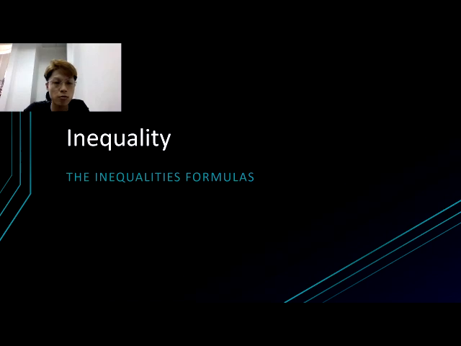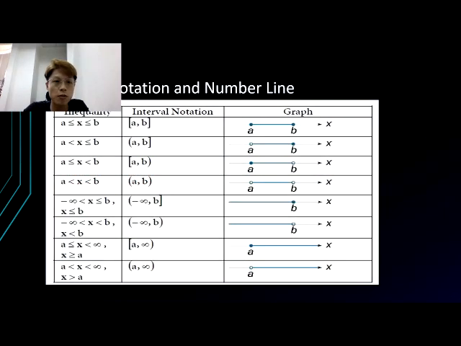The first question is related to inequality. So here's the formula table showing how we write the interval notation and number line. Our result relates to the first line of this table, which is less than or equal. So in the graph we have to draw the circle as a solid circle.